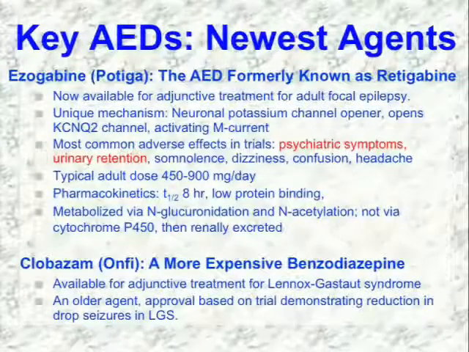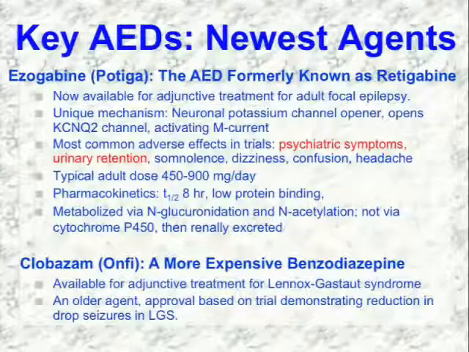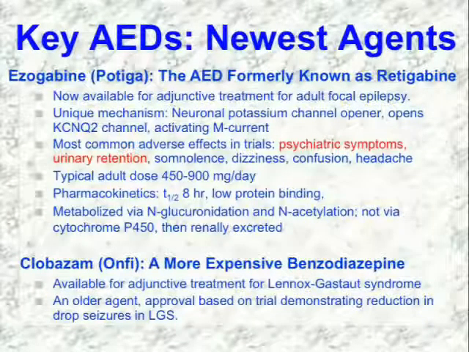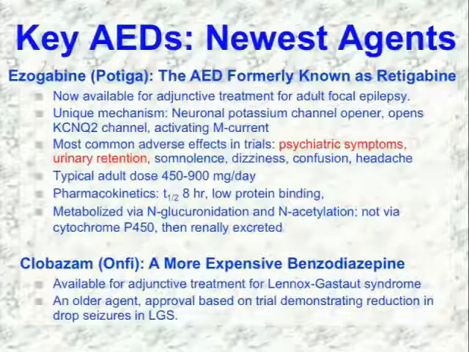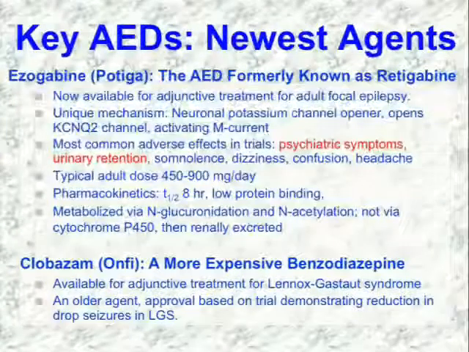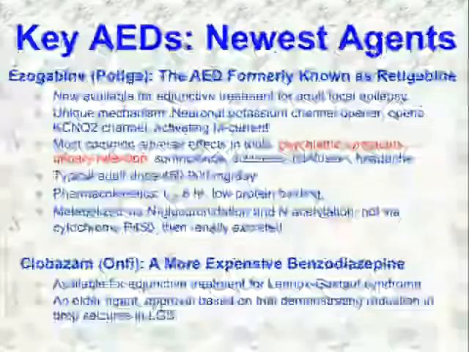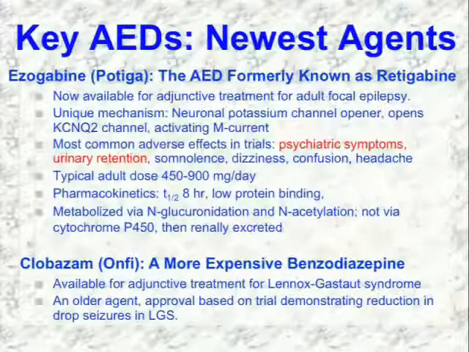The other thing about this is that in animal studies, it was effective in every animal model it was tested against, so there's at least some hope it might be broad spectrum, but that's not demonstrated yet. And then clobazam is an old medication. It's been in Europe and Canada for decades and was released in the U.S. for treatment of the Lennox-Gastaut syndrome.